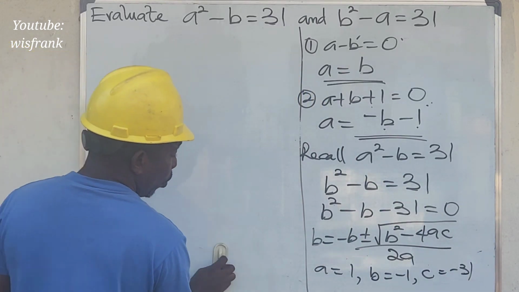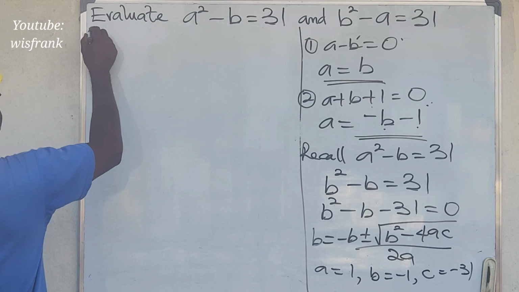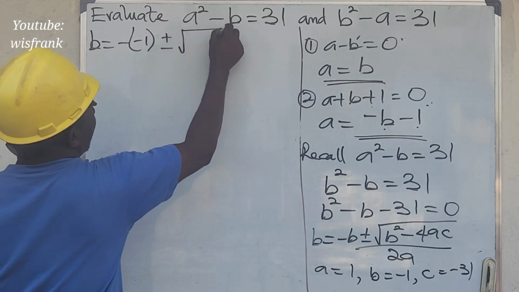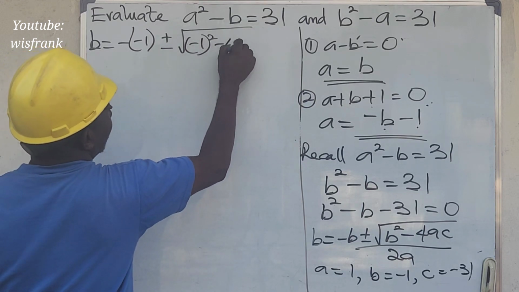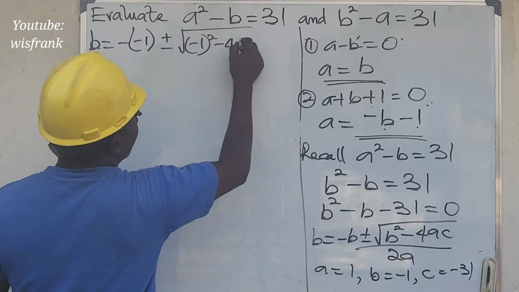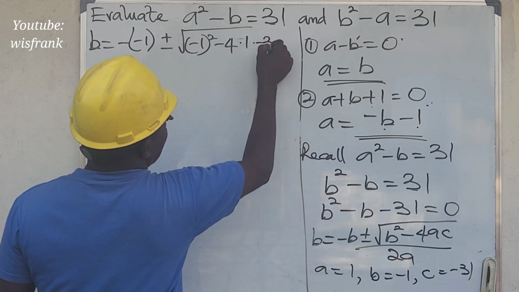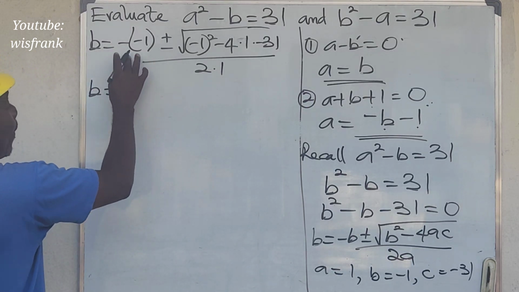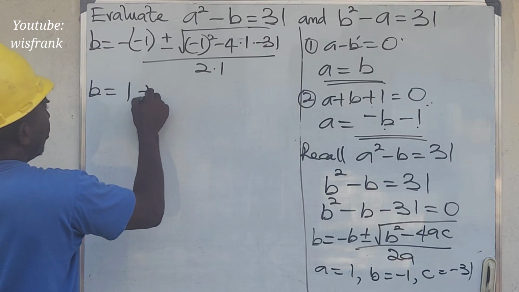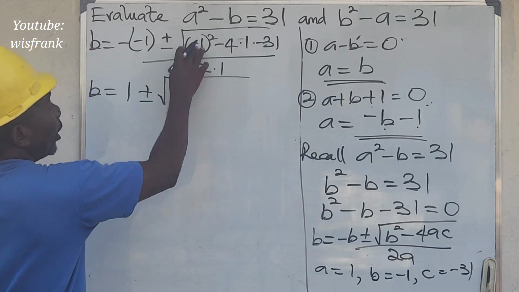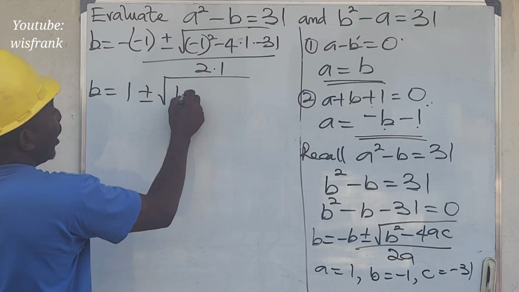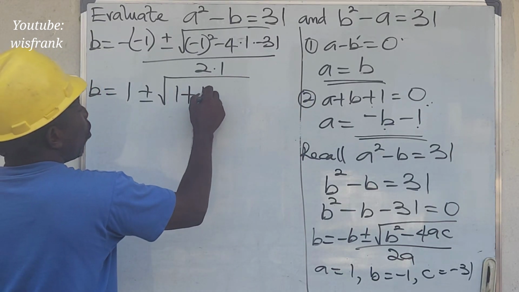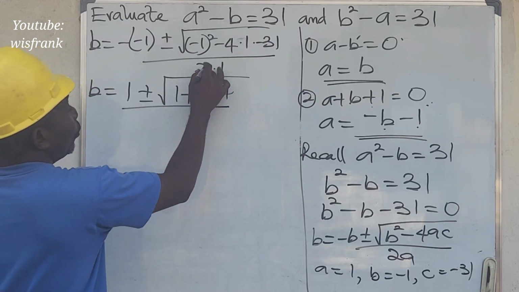We are going to substitute this in the expression. When we substitute the parameters, it gives us b equals minus into minus 1, then plus or minus square root of minus 1 all to the power of 2 minus 4ac. Our a is 1, times our c is minus 31, all over 2 times 1. So our b equals minus times minus 1, which becomes 1, plus or minus square root of 1, since minus 1 to the power of 2 is 1. Then we have minus 4 times 1 times minus 31, which gives plus 124, all over 2 times 1, which is 2.